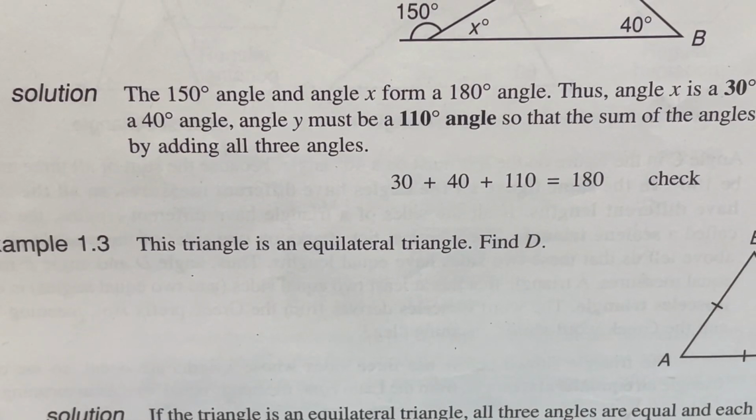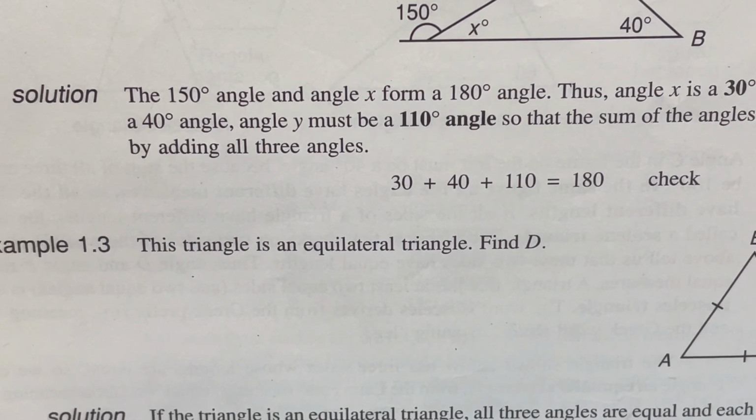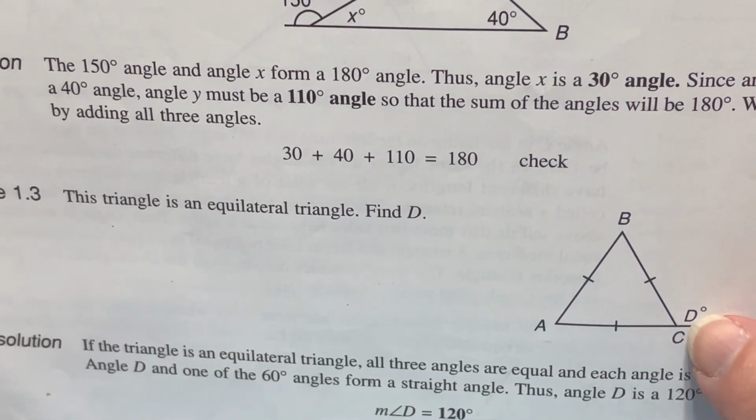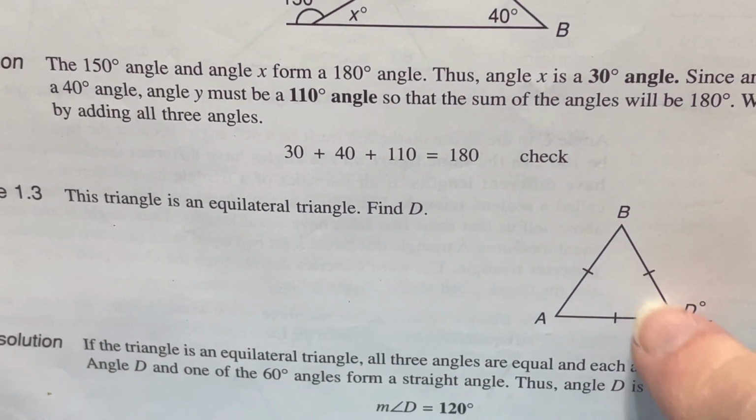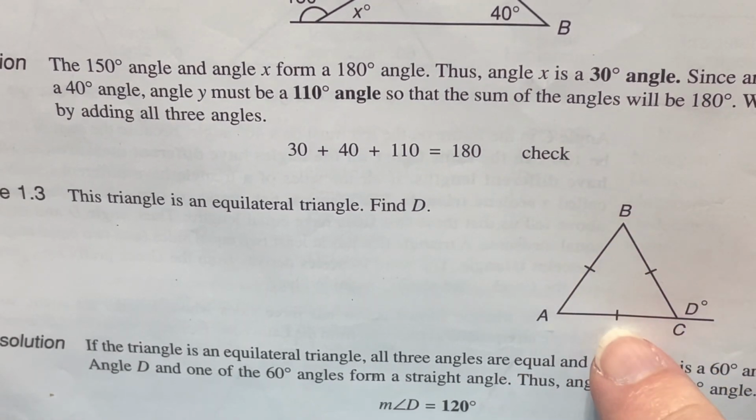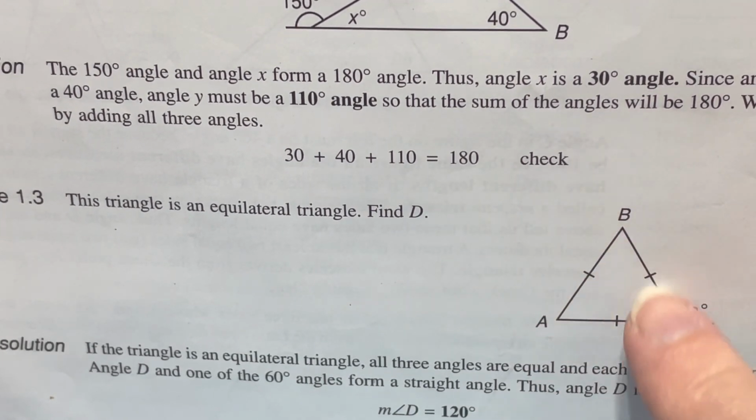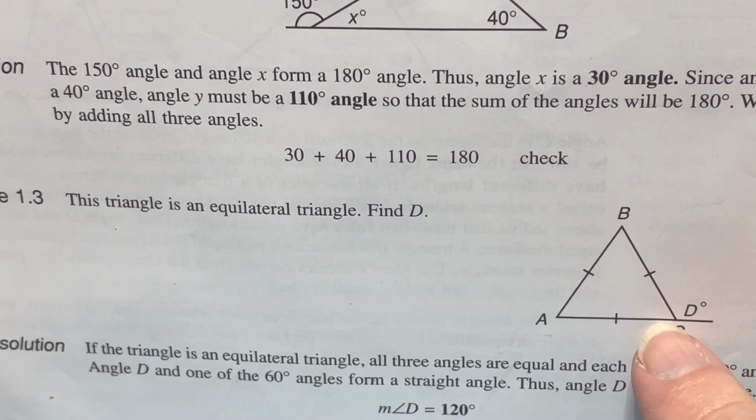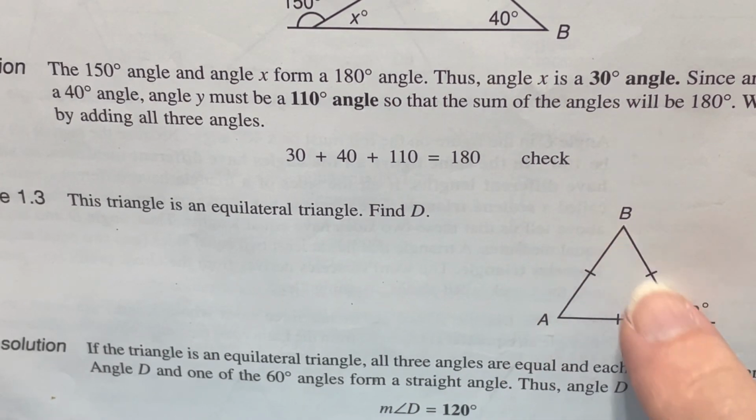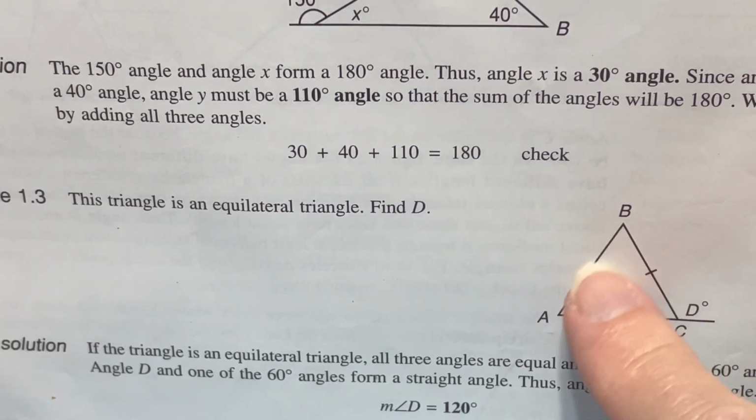The last little example in that section says this triangle is an equilateral triangle. Find D. So we look over here to the problem, and they have D, C, B, and A, and they tell us that it is equilateral. Since it's equilateral, don't we have to have 180 degrees out of angles that are equal? And that's 60, 60, 60. All equilateral triangles must have 60-degree angles.